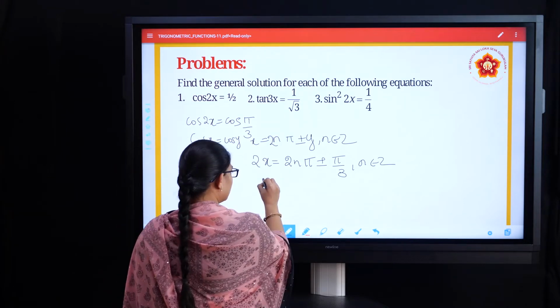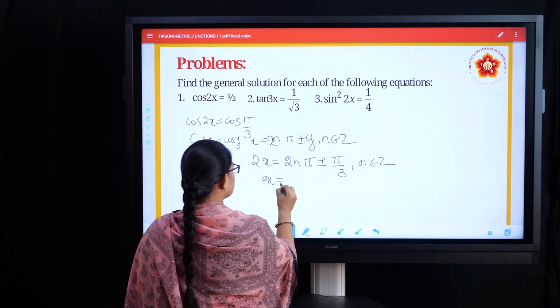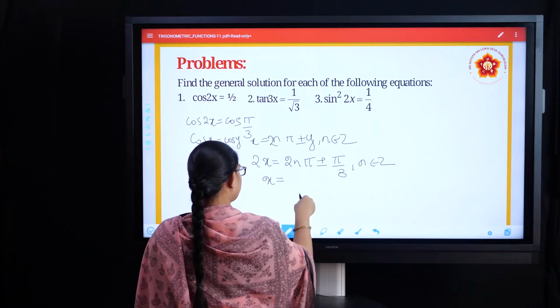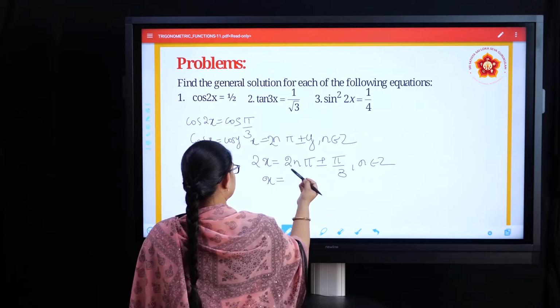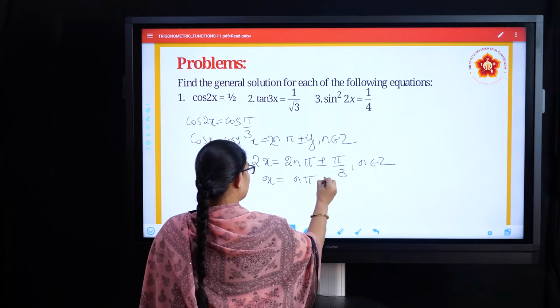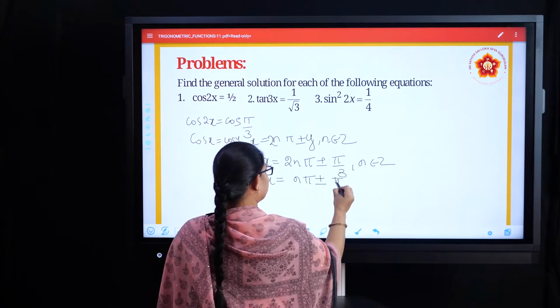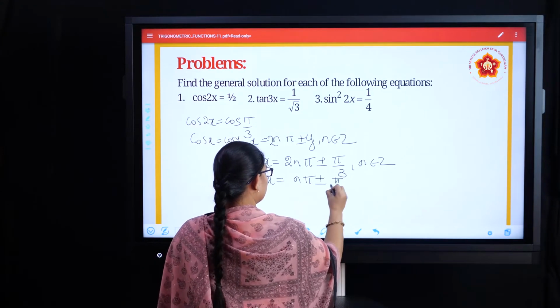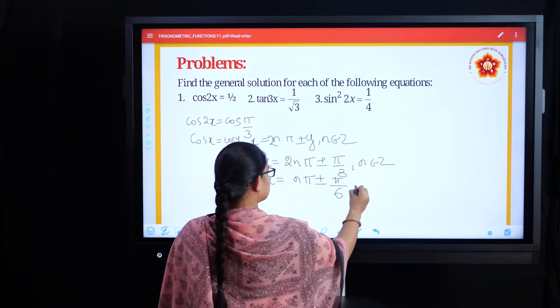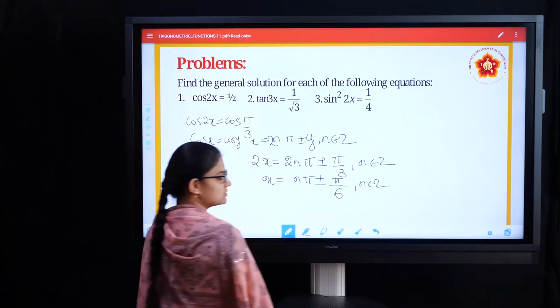But we need what x is equal to. So x is equal to 2n pi by 2, which is nothing but n pi, plus or minus pi by 3 by 2, that is pi by 3 into 2, that is pi by 6, for n belongs to Z.